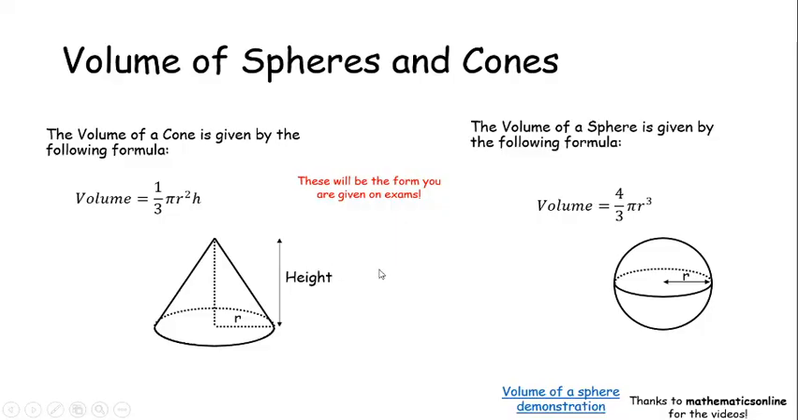If we look at the sphere, the volume of the sphere is volume equals 4/3 times pi times r cubed, where the r represents the radius of the sphere. So the radius again is from the center to the edge. Now these two formulas, you do not need to memorize them. They're given to you on the formula sheet of your exam.